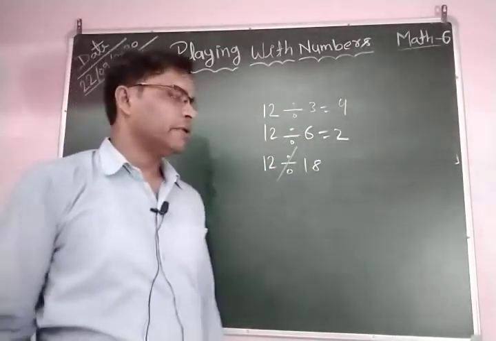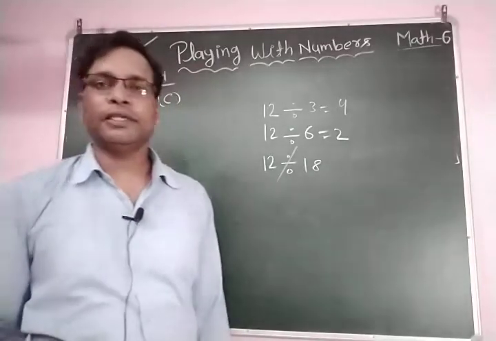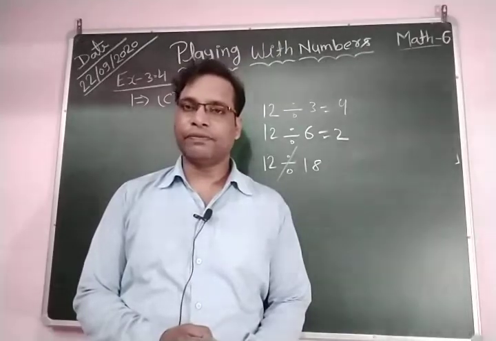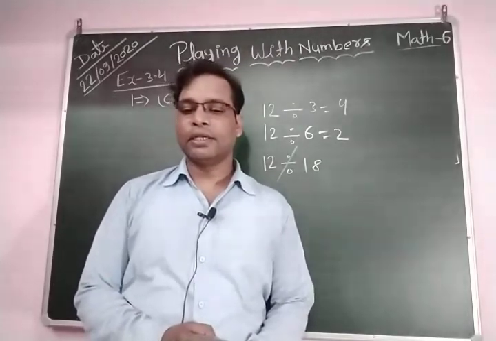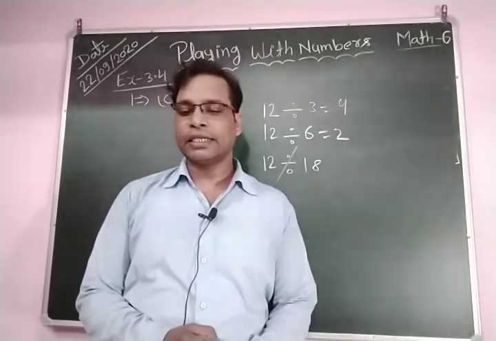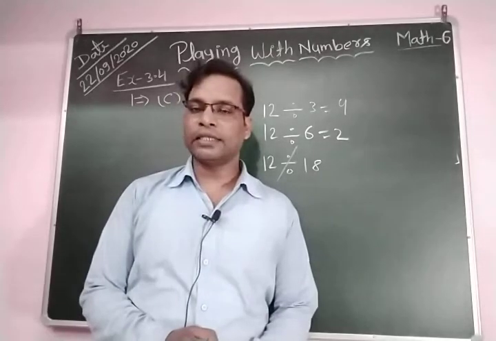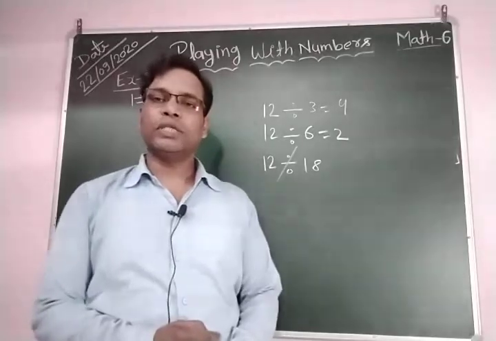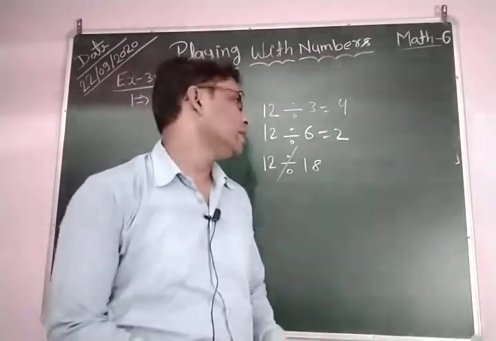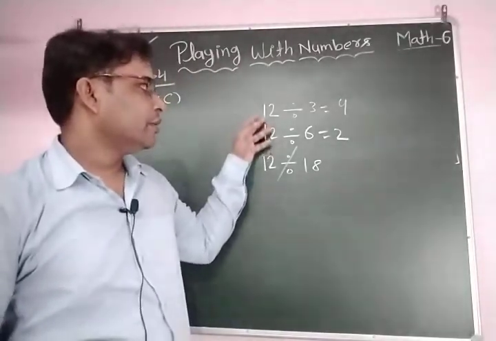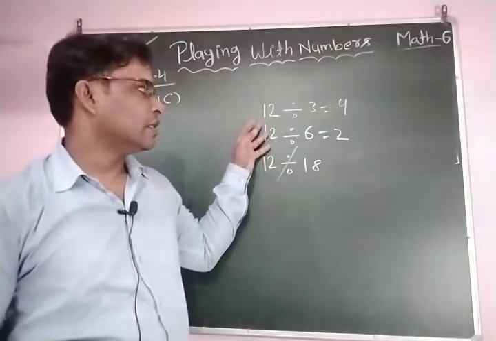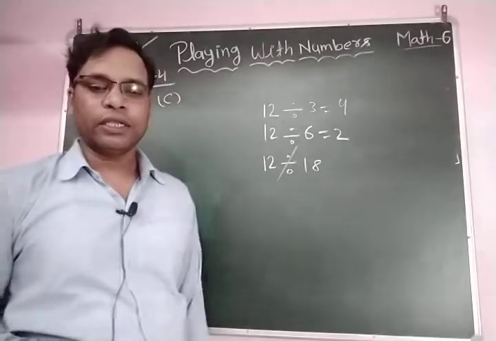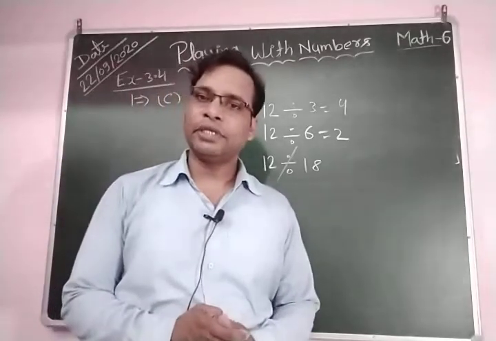Clear? But in our statement, it is given that a number is divisible by 18 if it is divisible by 6 and 3. Here the number 12 is divisible by both 3 and 6, but it is not divisible by 18. Okay, so in this way you can say the given statement is false.